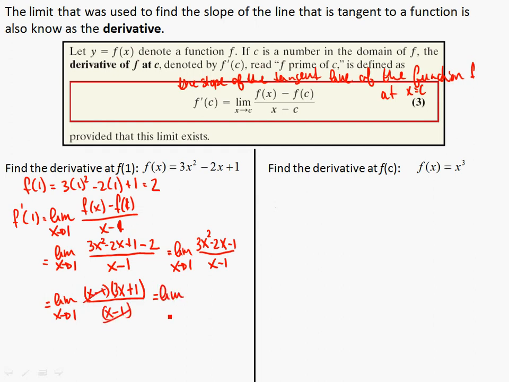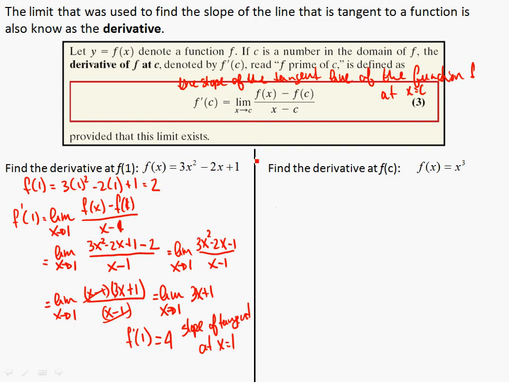So we're actually just trying to find the limit of this thing. And that limit is indeed 4. You just plug in the 1. 3 times 1 plus 1 is 4. So what does this represent? The slope of the tangent line, right? At what point? At x is 1. Right? Yes? Okay. Can I move on?